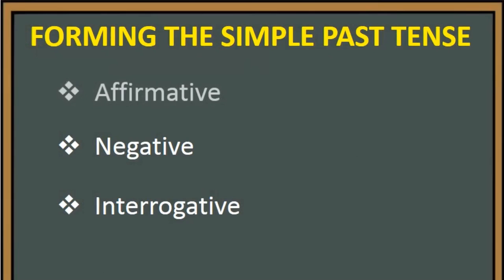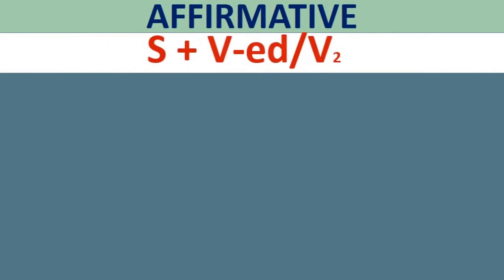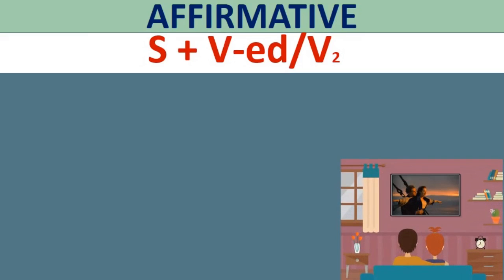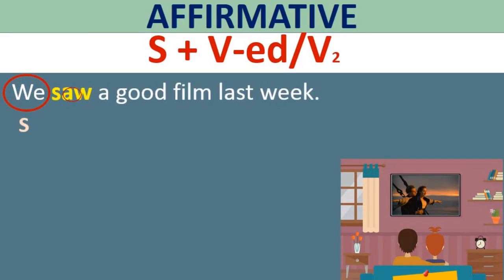Okay, so we have talked about the regular and irregular verbs. Now let's move to the affirmative. The simple past statement structure is subject plus verb in past form. For example, we saw a good film last week. In this sentence, we is the subject and saw is an irregular verb in past form. We saw a good film last week.